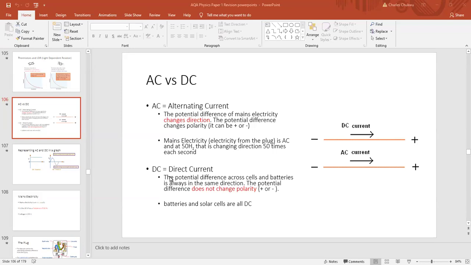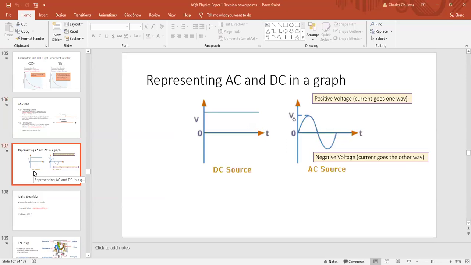Okay. Then for direct current, you have the potential difference across cells and batteries. It's always in the same direction. It does not change polarity. It's not positive sometimes and negative some other time. Then where would you find direct current coming from? Mostly batteries and solar cells. All of them are direct current components.